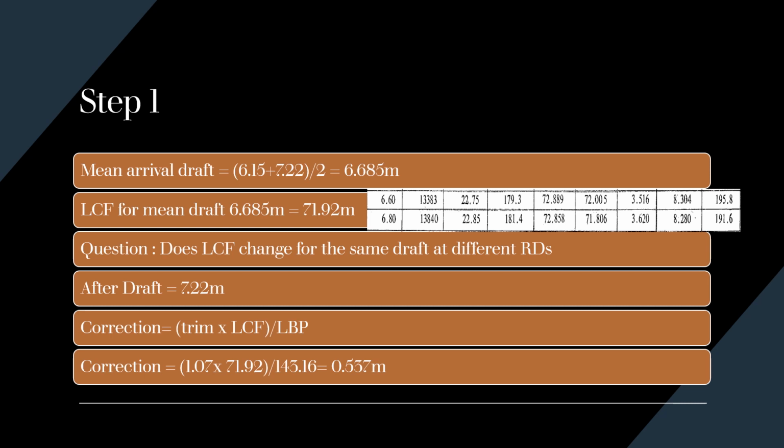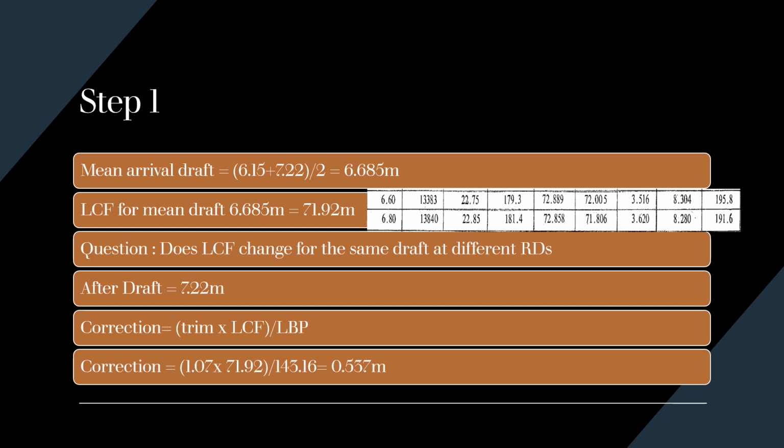Now we have the arrival drafts forward and aft. So what do we do first? The first thing that we do is to calculate the mean arrival draft. And how do we do that? Very simple. It's the average of your forward and aft drafts. So 6.15 plus 7.22 divided by 2, which is equal to 6.685 meters.